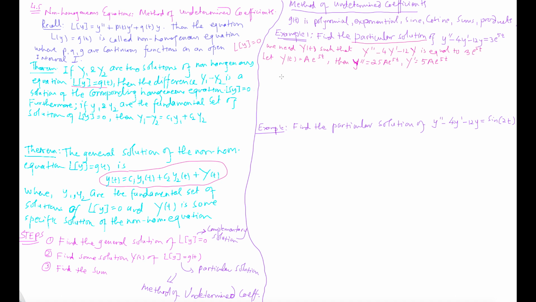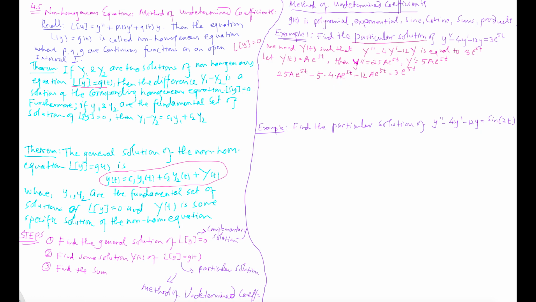So what do you get? Then you will get 25a e to the 5t minus 5 times 4 times a times e to the 5t, and then minus 12 a e to the 5t equals 3 e to the 5t. Did you see what I did? I just plugged in the values of y double prime, y prime and y there, right?